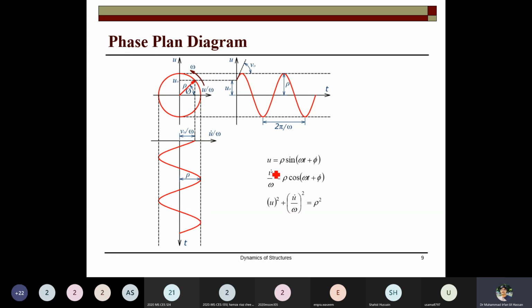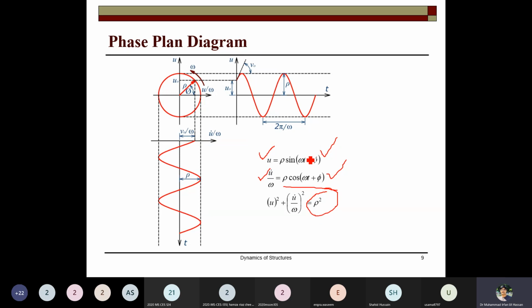So the free vibration response, the equation is this one. If I take the derivative of u, the answer is rho omega cos(omega t plus phi). So this implies that u dot over omega is equal to this one. Now if I take the square of u and the square of u dot over omega, that is, the square of this equation plus the square of this equation, the answer is only rho squared. So we want to plot it and see the interesting result. How can you plot it?